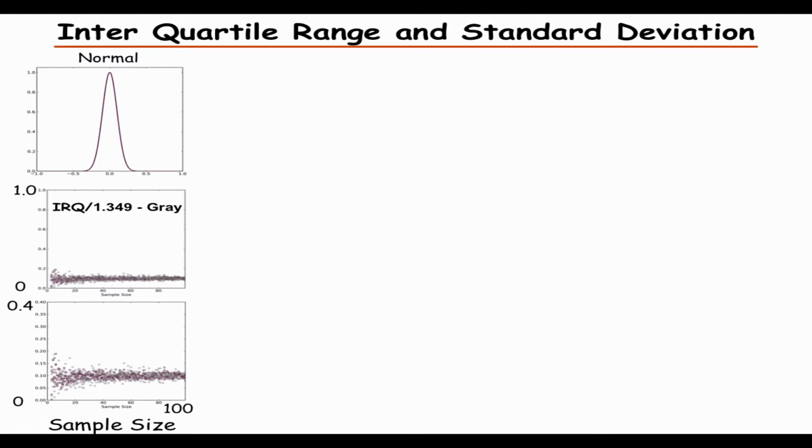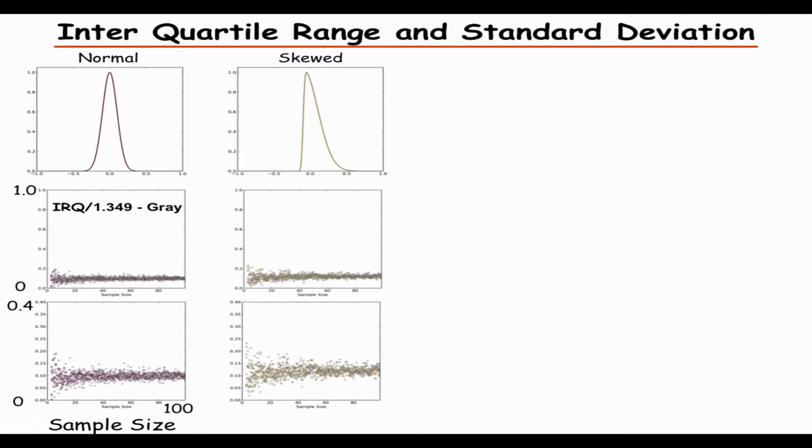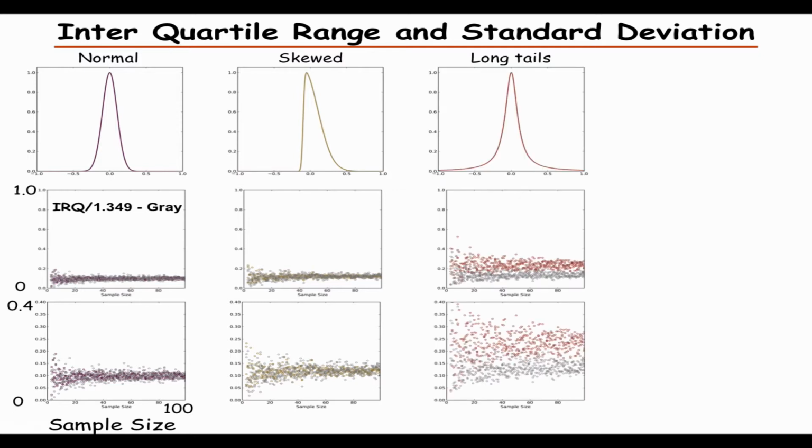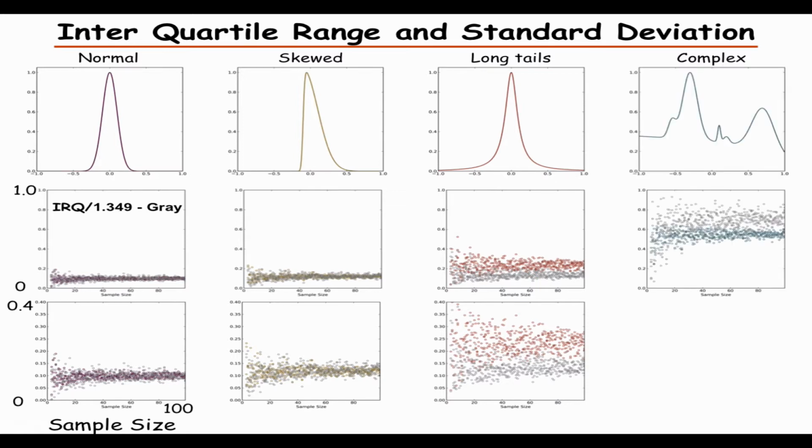So for the normal distribution, there's no point in choosing; you can do equally well with either of those. So for the skewed distribution, we're going to get a slight difference, but not a very large difference between them. But for the long-tailed one, you see that the gray and the red separate. And we get a much lower spread in the interquartile range than in the standard deviation. And then for the complex distribution, we also get some differences.